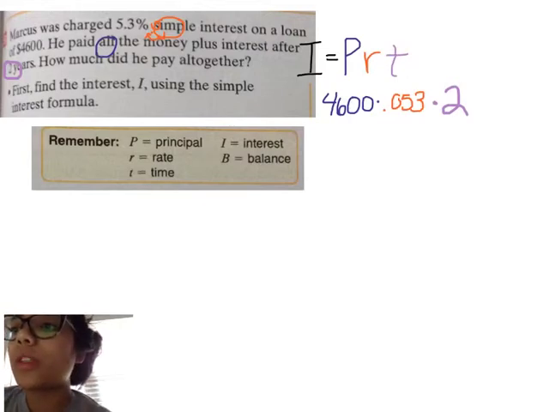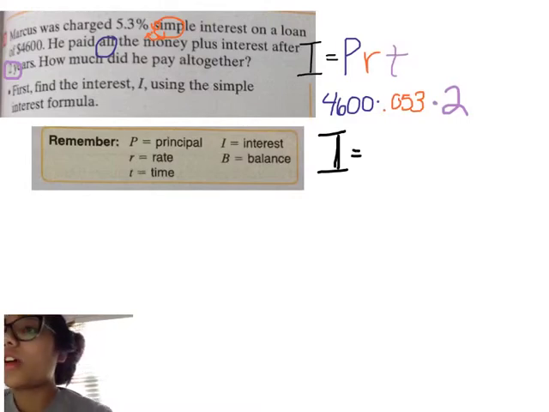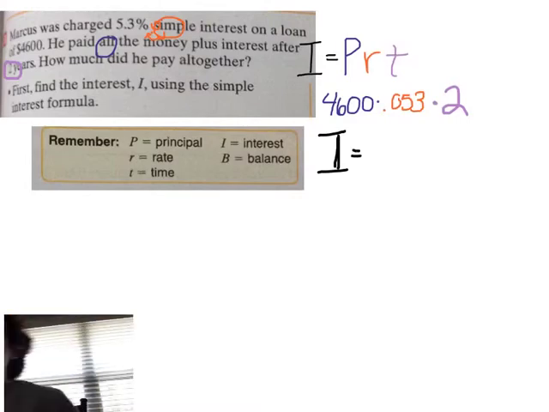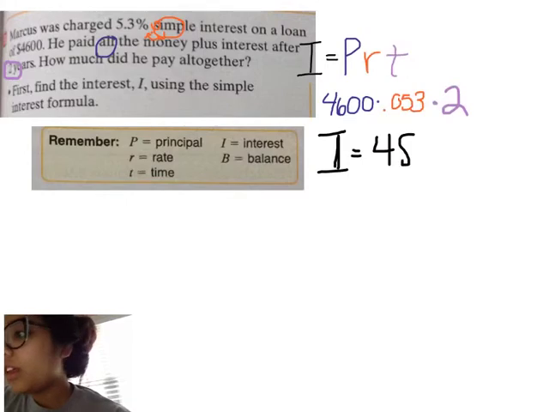And interest is something that you pay for taking out a loan. They charge you extra because you're borrowing money from them. So, 4,600 times 53 thousandths times 2 is $487.60.